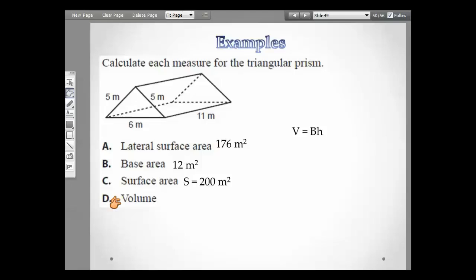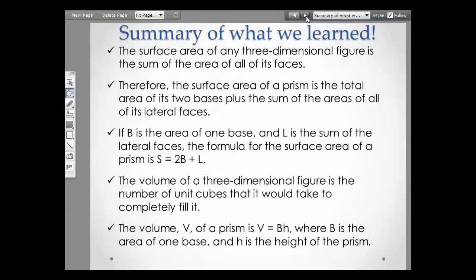Now, last but not least is volume. I got to go in and find the volume. So I'm going to have the base, which I already know is 12 meters squared. And then the height of the prism, remember, is always the lateral edge. And the height of this prism is going to be 11. So I'm going to end up plugging in 12 times 11. And that gives me 132 meters cubed. There we go. We answered all 4 of the questions.